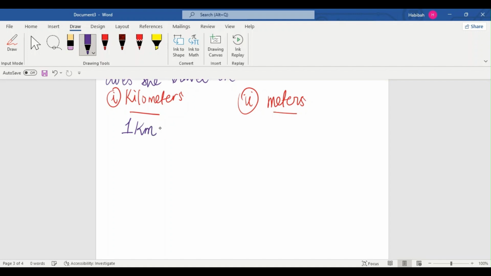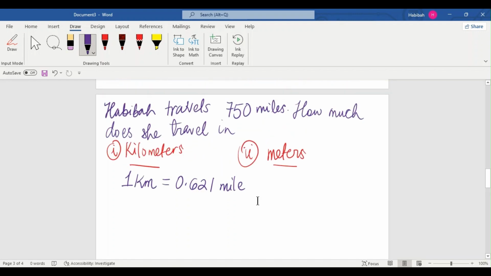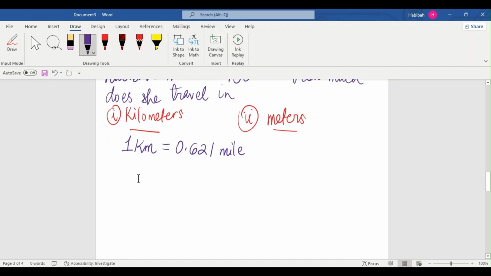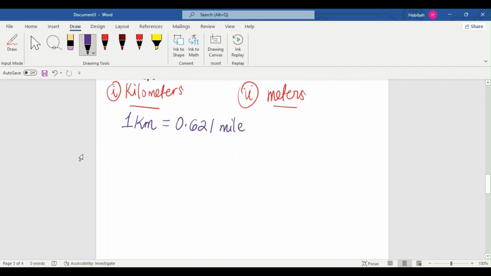1 kilometer generally is equal to 0.621 mile. So having this information, you're going to see how many kilometers 750 miles is. We're going to be using the proportionality method where the left side of the equal to sign would have one unit and the right side would have another unit. So you have 1 kilometer equals 0.621 mile and we're solving for miles.